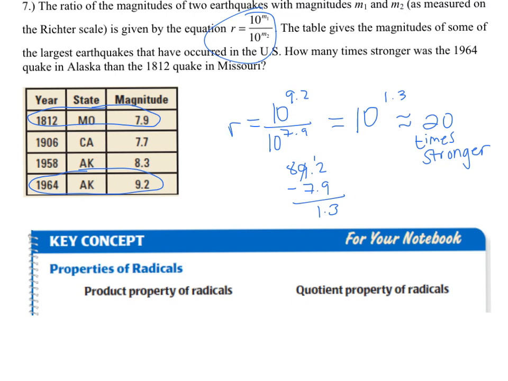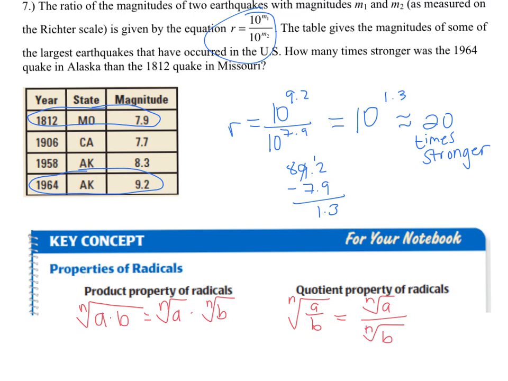Time for a key concept box. The properties of radicals. Just like the properties we studied for square roots, they apply for all radicals, whether it's cube root, fourth root, fifth root, whatever root it is. We still have the product property that says if you have a radical with the product underneath, you can split that up and take the radical of the first term times the radical of the second term. Same with the quotient. If you have a radical with a quotient underneath, you can split that up and take the radical of the numerator divided by the radical of the denominator.